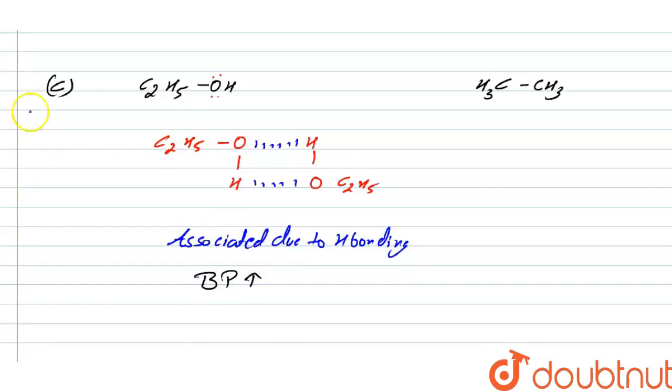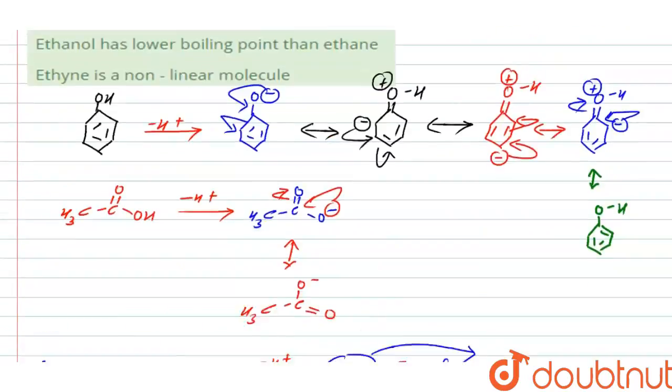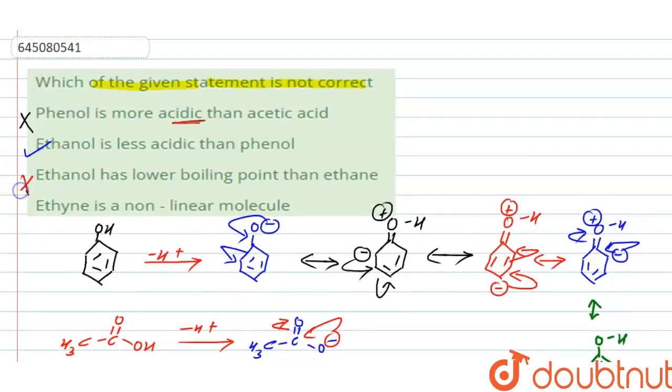And as here we don't have any electronegative element which has a lone pair of electrons, that is why no H bonding is possible. So this means that the boiling point of ethane is less than that of ethanol. So this means that our C option is also incorrect.